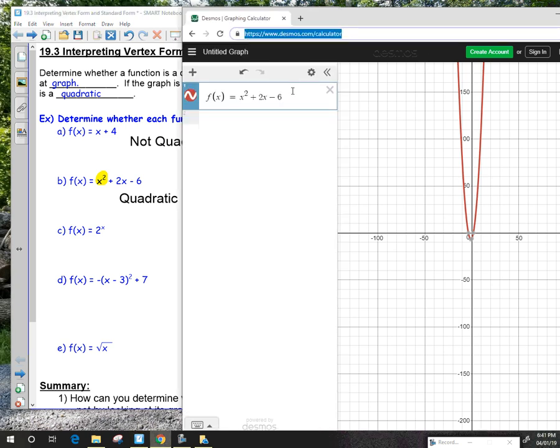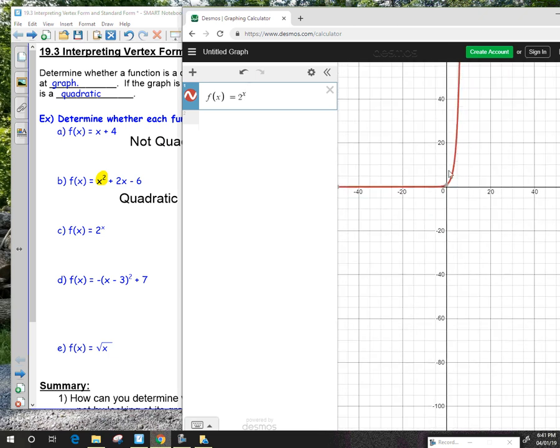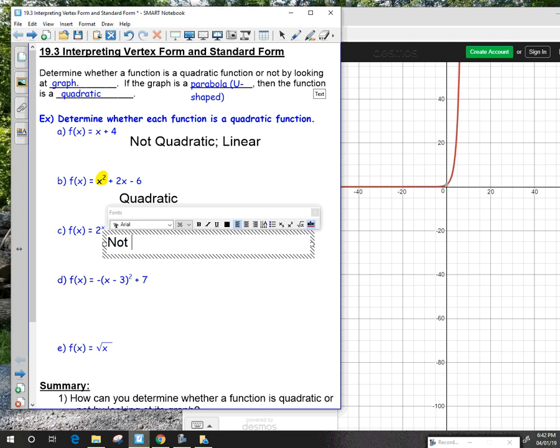So now let's try the next one: f of x equals 2 to the x power. In this case, we see that curve. It goes down towards the x-axis, but it's not going back up so that I get that U shape, that symmetry. So this one is not quadratic, but it happens to be exponential.